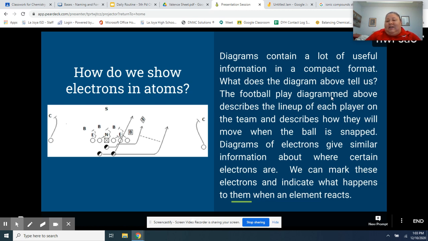The football play diagrammed above describes the lineup of each player on the team and describes how they will move when the ball is snapped. Diagrams of electrons give similar information about where certain electrons are. We mark these electrons and indicate what happens to them when an element reacts.